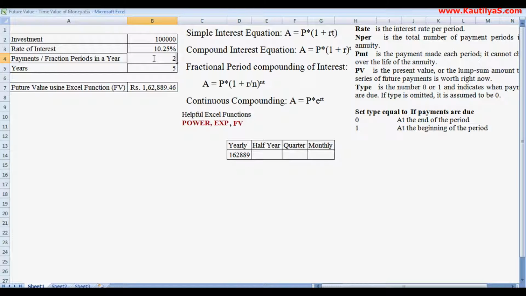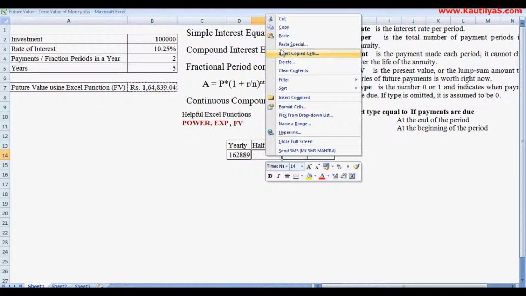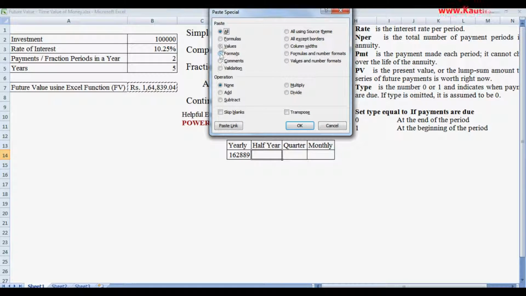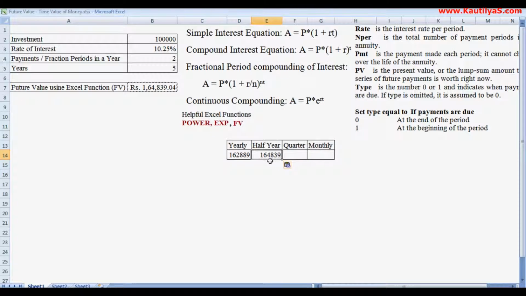semi-annually, in the sense that is 2 times in a year. So we copy this and paste special. Look at this: if interest is paid once in a year, your money will become 1,62,889, whereas if interest is paid half yearly, it is 1,64,839. Let us see what happens if interest is paid quarterly, that is 4 times in a year.